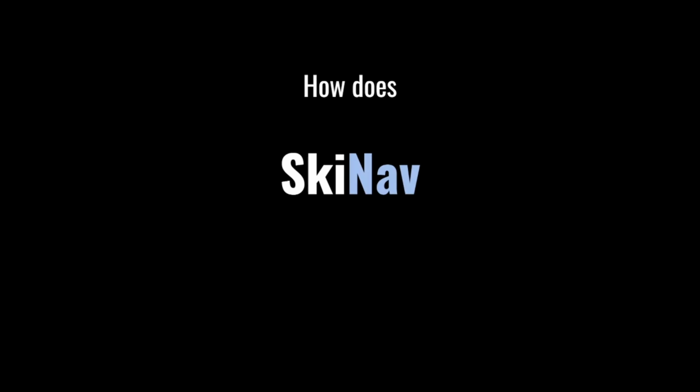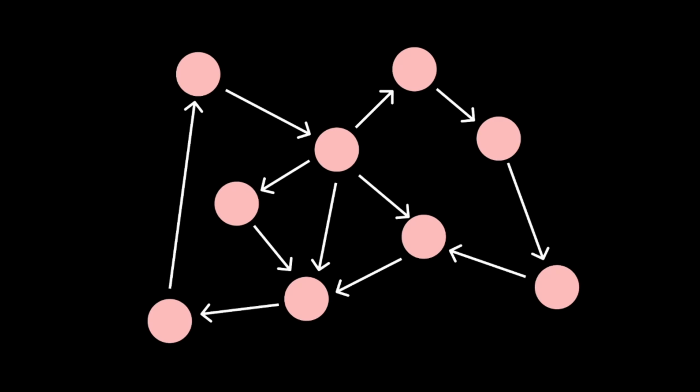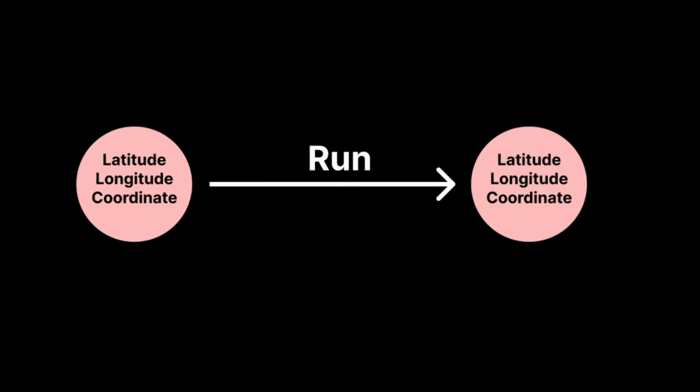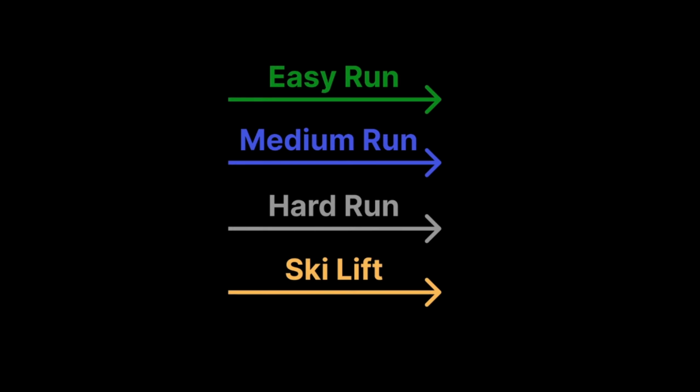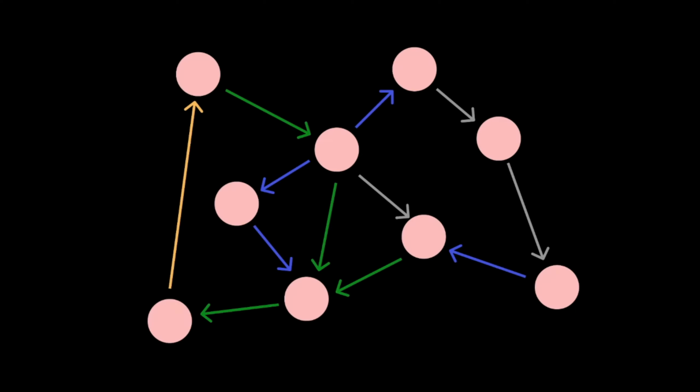So, how does SkiNav work? You can think about every ski resort as a huge weighted directed graph, where nodes signify GPS coordinates and edges signify runs between GPS coordinates. Through labeling edges as either being an easy run, a medium run, a hard run, or a ski lift, we can have a complete map of any ski resort in the world. These edges also have weights to them, which signify the distance between two nodes. A higher distance equals a higher weighted value along that edge, which helps in our shortest path algorithm.